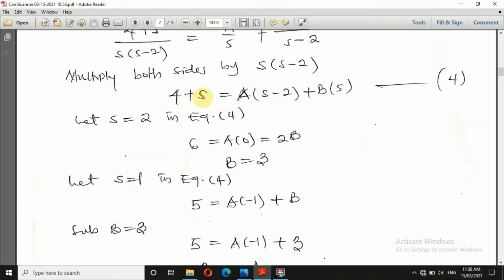So put 2 here, that will be 4 plus 2, 6. Put 2 here, it will give us 0. Then put 2 here, that will be 2b. So from here, you can see that b is 3. Now, what's the next thing again? We need to find our a.